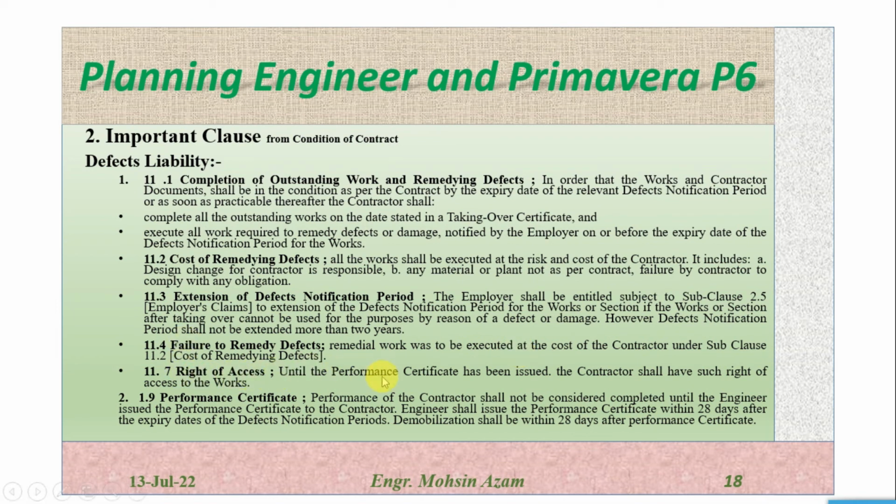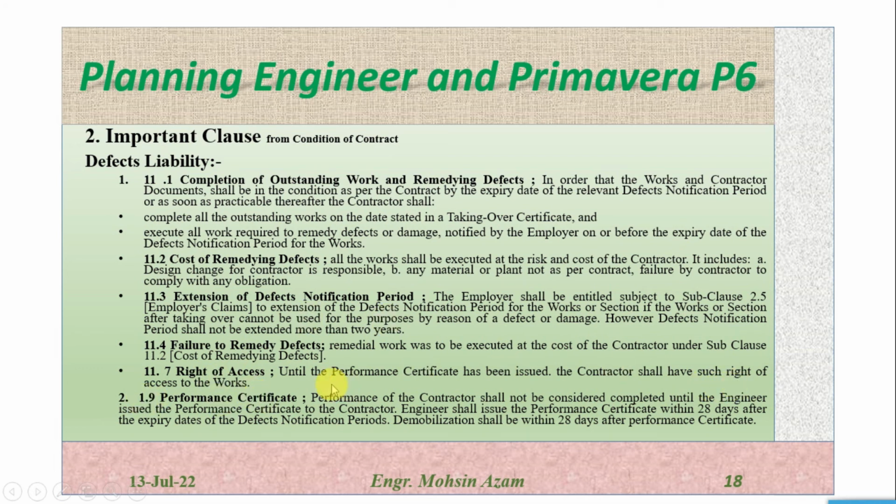Right of access. Until the performance certificate has been issued, the contractor shall have the right of access to the work. So upon the completion of the defect notice period, as we discussed before, the engineer or the employer will issue the performance certificate to the contractor. So before the performance certificate is issued, the contractor can access the site.